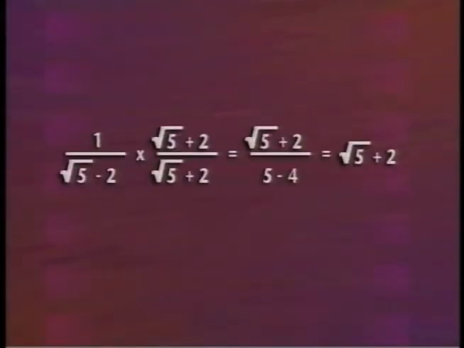In this case, multiply denominator and numerator by the square root of 5 plus 2 to produce the square root of 5 plus 2 in the numerator, and in the denominator, the square root of 5 squared, which is 5, minus 2 squared, which is 4. 5 minus 4 is 1, so the final answer becomes square root of 5 plus 2. Answer B.